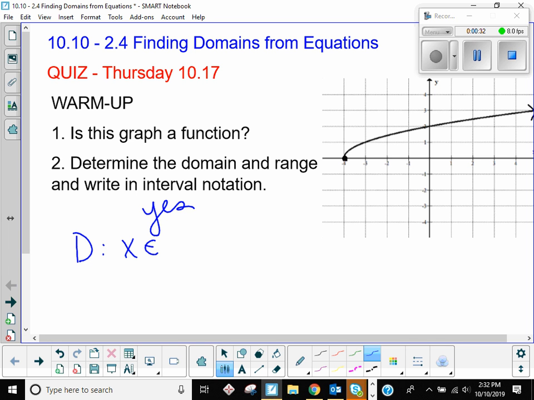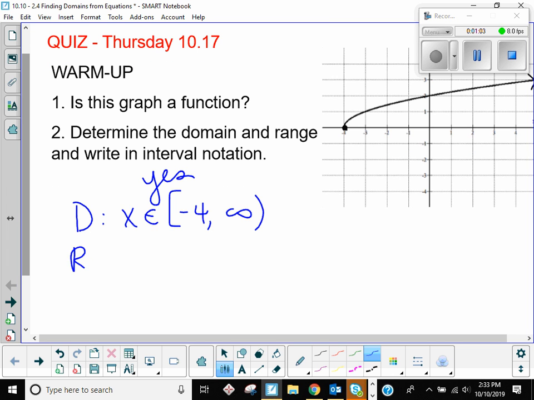What's the left boundary? -4. And what's the right boundary for the domain? Positive infinity. And does the 4 get a parenthesis or a bracket? Bracket, because it's an included value. What would have to change on the graph for it to be an excluded value or a parenthesis? An open circle, right? It'd have to have an open circle at the -4.